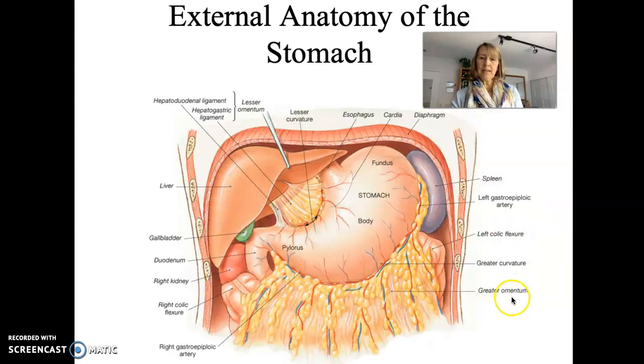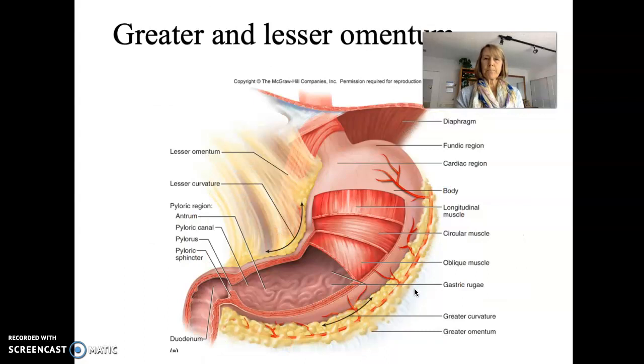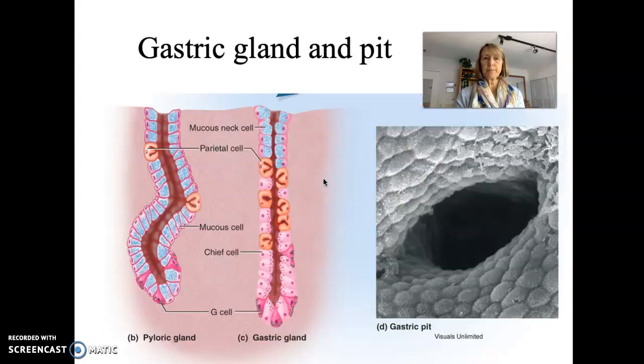This is what it looks like, a little more realistic than my last picture. So cardiac sphincter right there, pyloric sphincter right here, and all this here is the greater omentum, which is this fatty curtain that's going to cover the intestine. The lesser omentum is in the lesser curvature of the stomach. Greater omentum, greater curvature of the stomach.